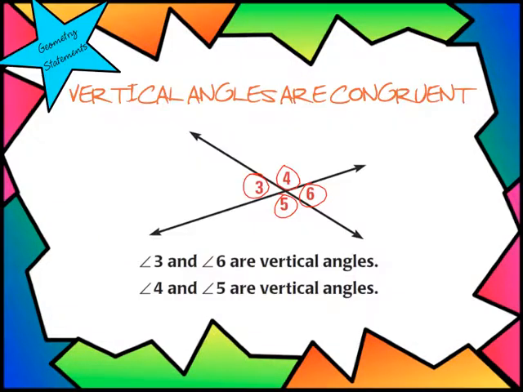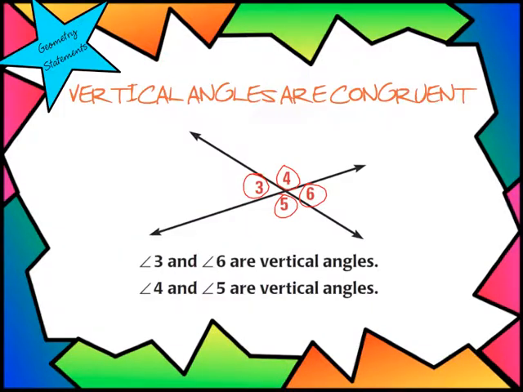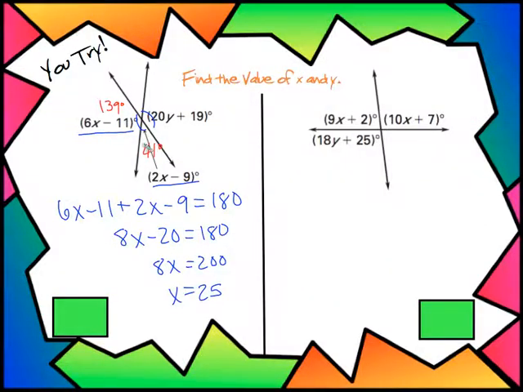And remember, when two lines cross, you only get two different angle measures. So if I know these two, I easily can get those two. So if this is 41, this one's 41, and this one's 139 because of vertical angles.